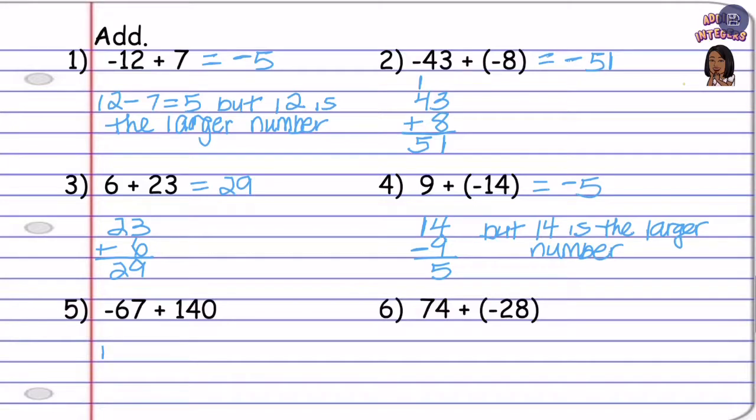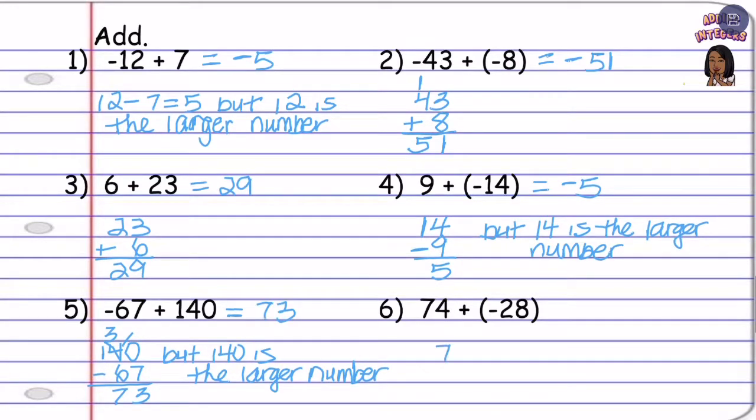Number 5, -67 plus 140. We have different signs, so we need to subtract. So the difference is going to get us 73. But is it going to be positive or is it going to be negative? And in this particular case, the answer is going to be positive 73 because the 140 is the larger number and that number is positive.